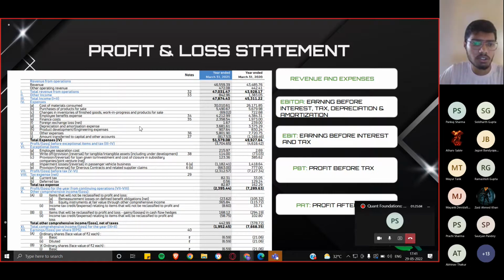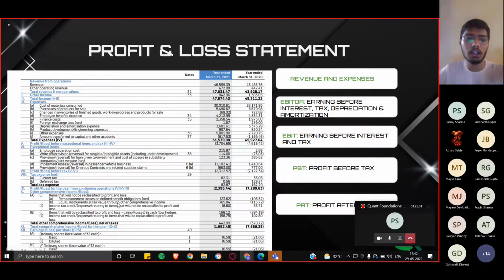Then finance cost is basically, suppose you are investing in some options, derivatives, then you have to make some payments such as premiums, and after the dealings you also have to pay the rest of the money that you owe. That comes into the finance costs. Then foreign exchange loss, self-explanatory.